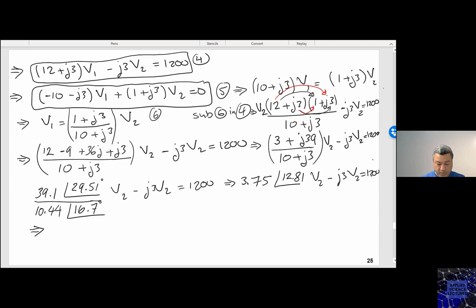Sure. Yes. So would you say the magnitude is the magnitude of the x and y components of its rectangular form? Yes. So that's what I said. For the numerator, it is square root of 3 squared plus 39 squared.